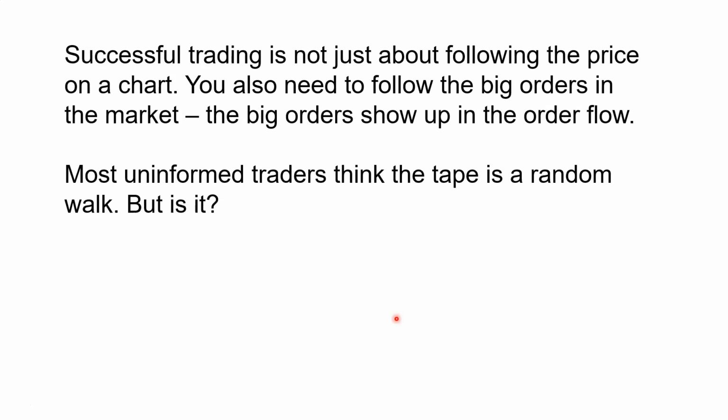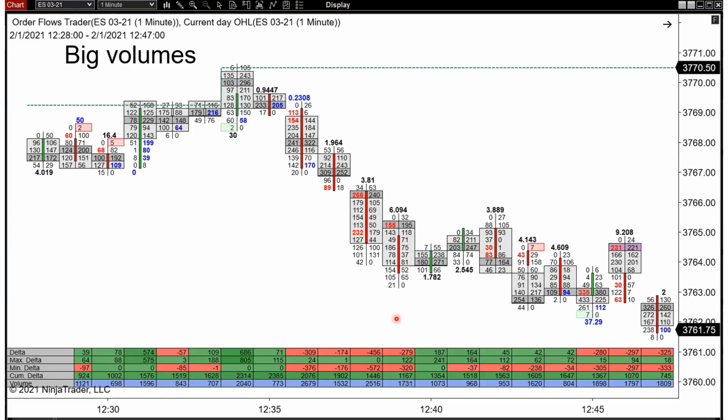So successful trading is not just about following price on a chart, right? You need to also follow the big orders. I talked about big money. You could redefine it as big orders if you like. Big orders show up in the order flow. But most uninformed traders think the tape is a random walk, right? But is it really? People always talk about the market being random, but it's not random because people are trading it, okay? It's not like people just wake up and throw a dart at the board.